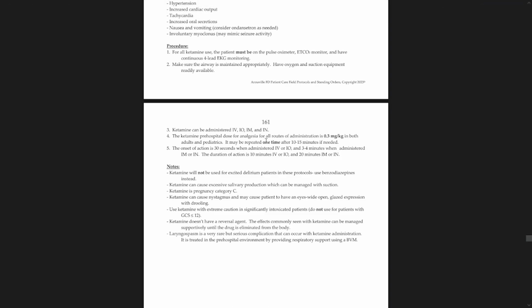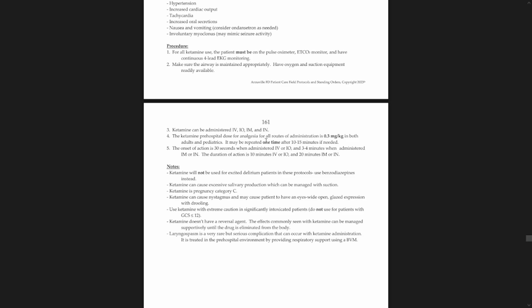But do know that the ketamine pre-hospital dose for analgesia for all routes of administration is 0.3 milligrams per kilogram in both adults and pediatric patients. It may be repeated one time after 10 to 15 minutes. And the onset of action is 30 seconds when administered IV or IO and 3 to 4 minutes when administered intramuscularly or intranasally. The duration of the action is 10 minutes IV or IO or 20 minutes IM or IN.